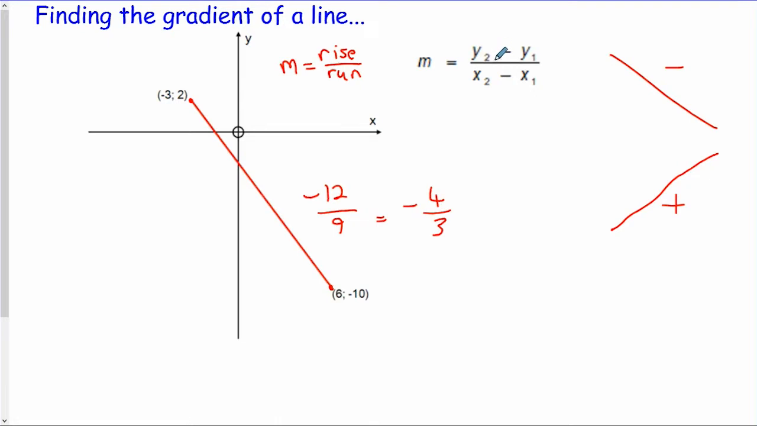Again, you can use the formula. If you do use the formula, make sure that you don't swap these points around. In other words, you take the y value of this point minus the y value of the other point. Then you must start with the same point and take its x value. Don't go y value minus y value over x value minus x value. You'll then get the wrong sign for your gradient. As soon as you look at a line, you'll know negative gradient or positive gradient. If it's sloping downhill, it has a negative gradient. If it's sloping uphill, it has a positive gradient.